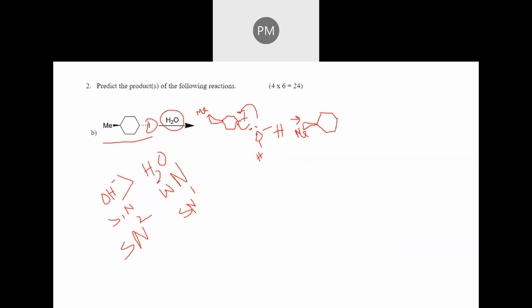This one is methyl. So in one case, this will be considered as a dotted line, which is below the plane. Another case will be which is above the plane.